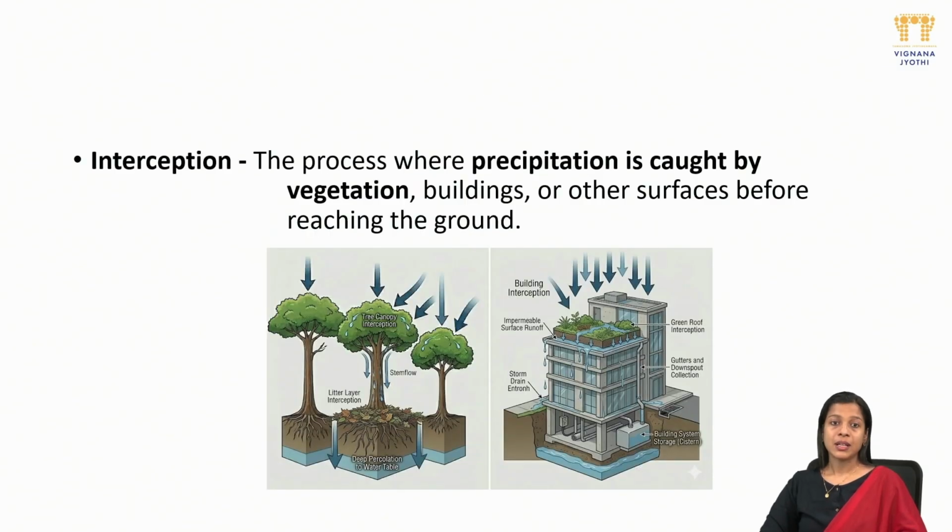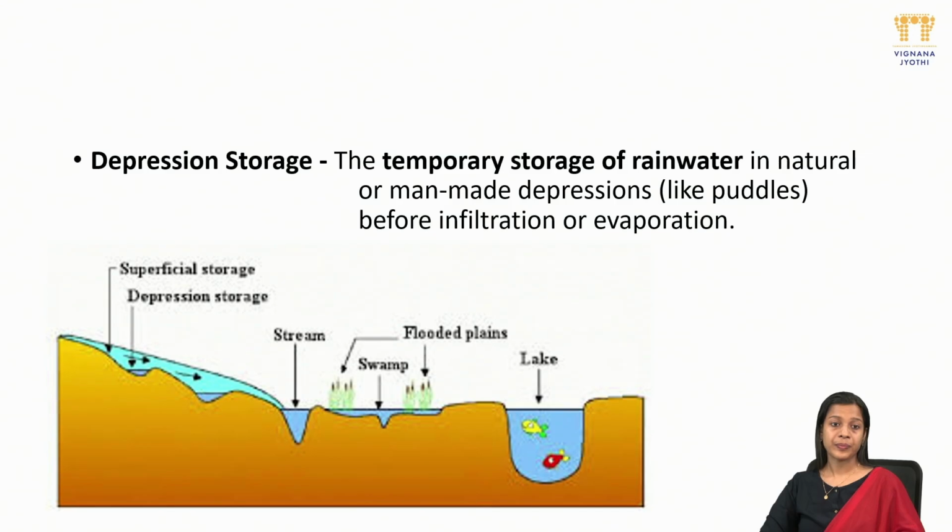Next is interception. Interception occurs when precipitation is temporarily captured by vegetation, leaves, buildings, or other surfaces before reaching the ground surface. It reduces direct runoff and soil erosion. Depression storage. Depression storage refers to temporary storage of rainwater in small depressions such as puddles, pits, and uneven land surfaces. This stored water may later evaporate, infiltrate, or slowly contribute to runoff.